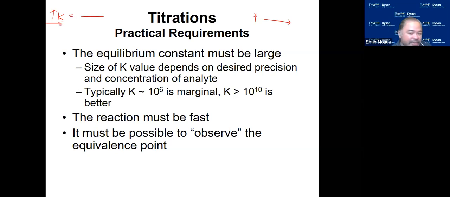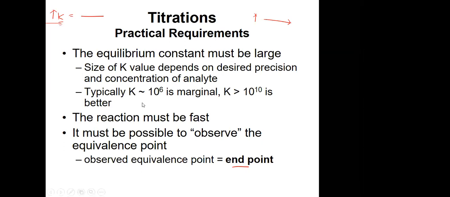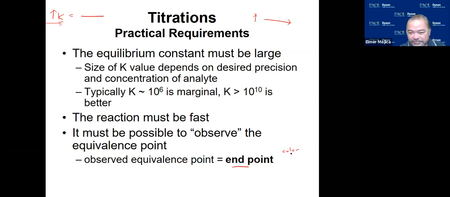Okay, and it must be possible to observe the equivalence point. And this is where we have the so-called endpoint. So endpoint is just the observed equivalence point. So usually, what is our endpoint? The one that you have observed. How do you know that you reached the endpoint? Anyone? It's usually a color change. Okay, color change. That's the endpoint that you have. I think that's the practical thing that can guide you if you reached the endpoint.